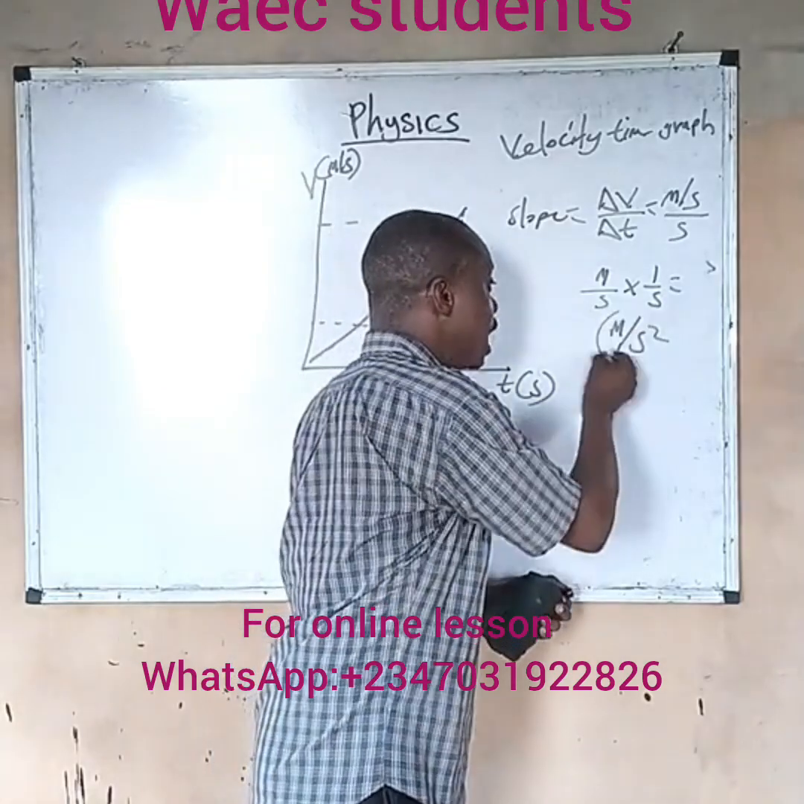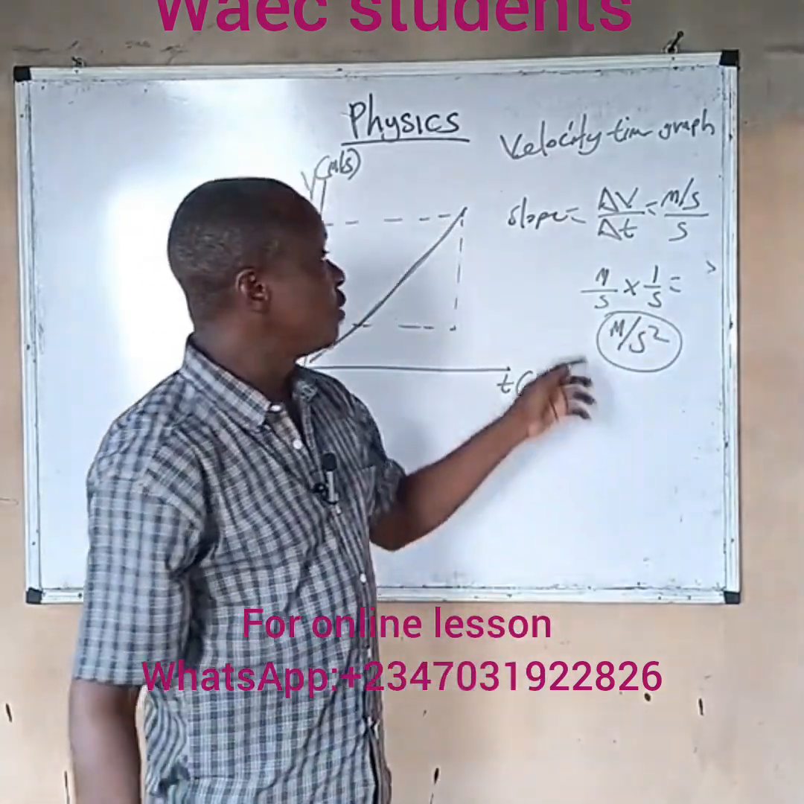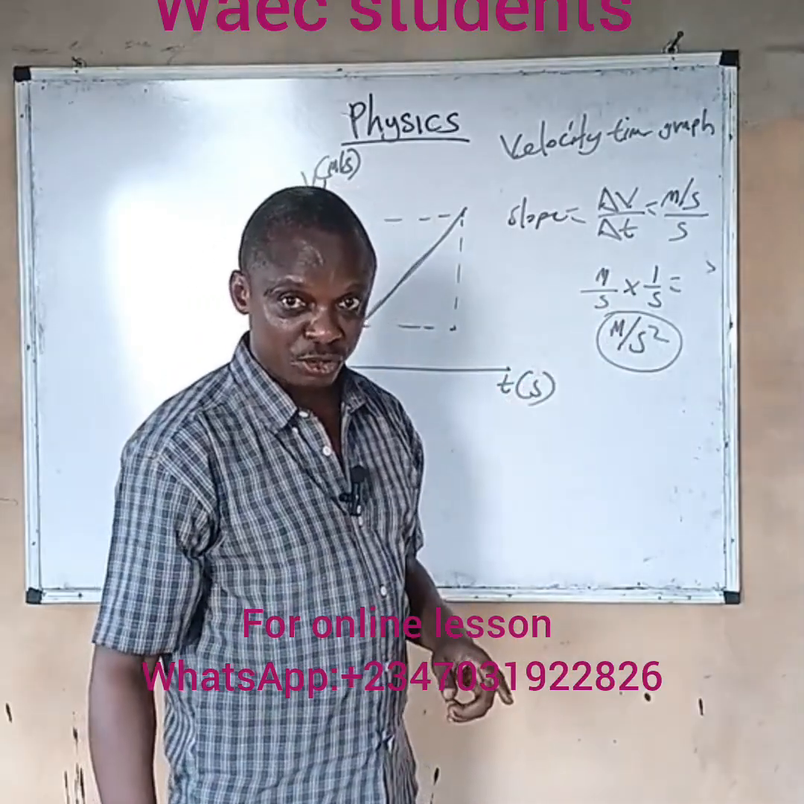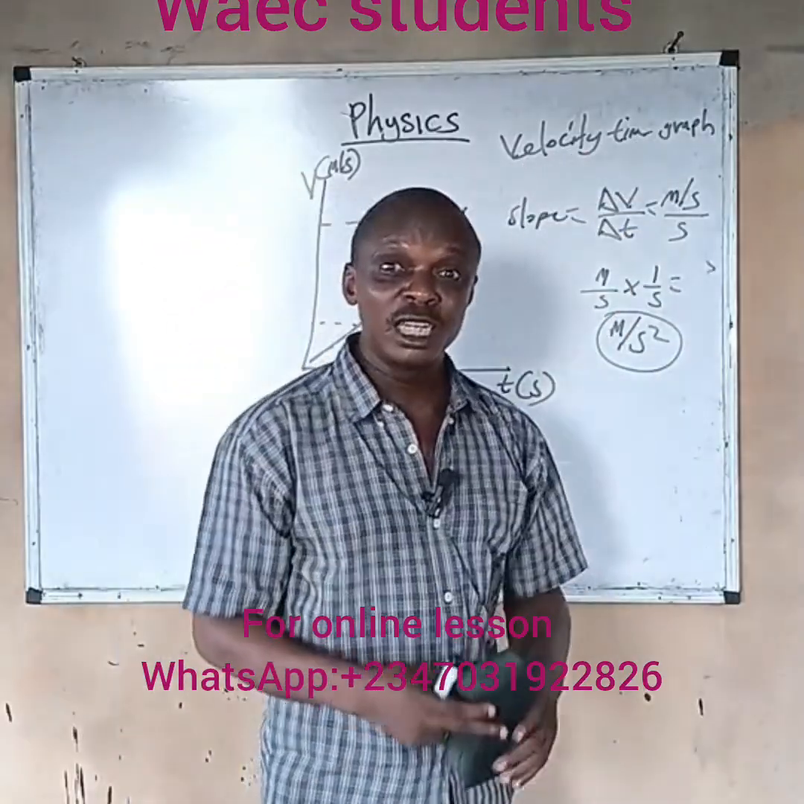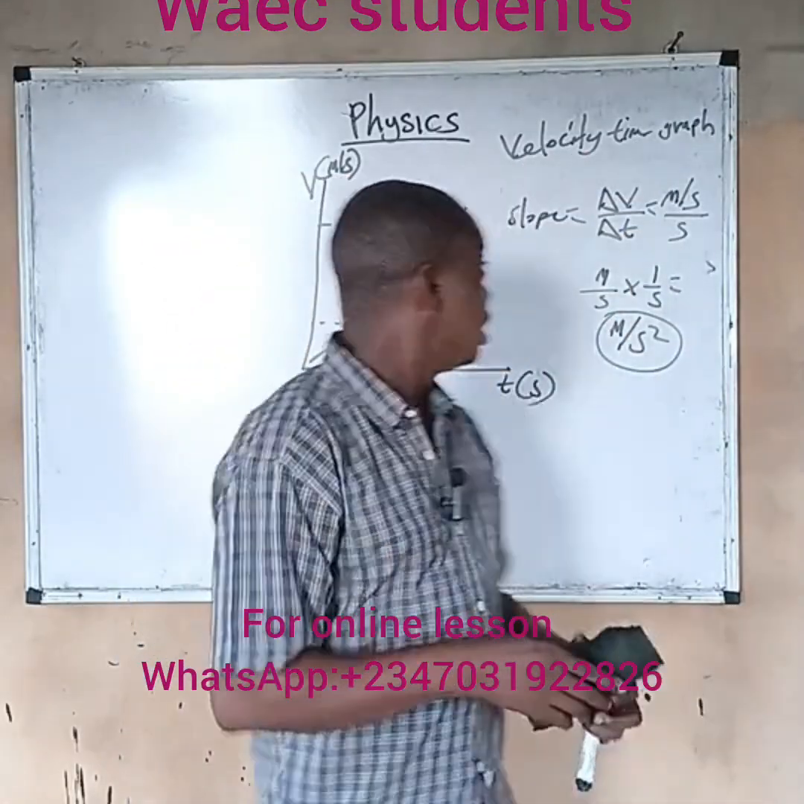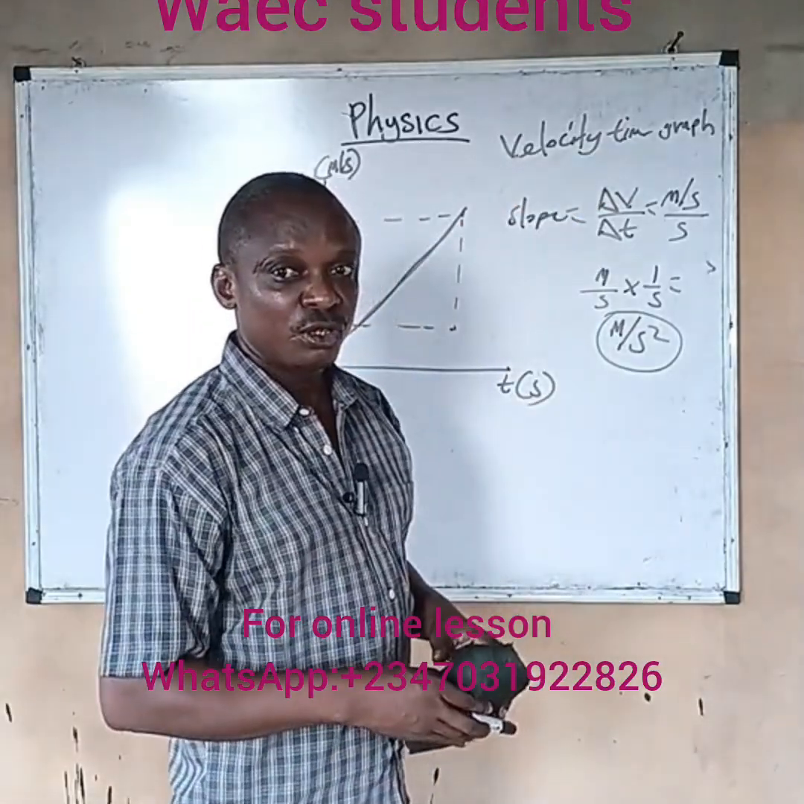So that goes to show that the slope of a velocity time graph is going to give you the quantity that has this unit. And the quantity that has this unit is acceleration. So when they ask what is the slope of a velocity time graph, say it is acceleration. Don't forget it.